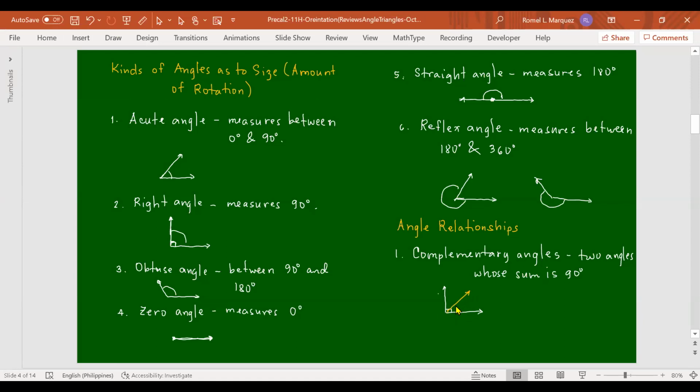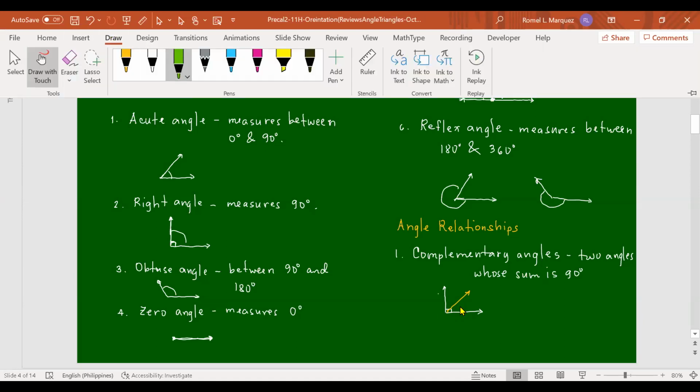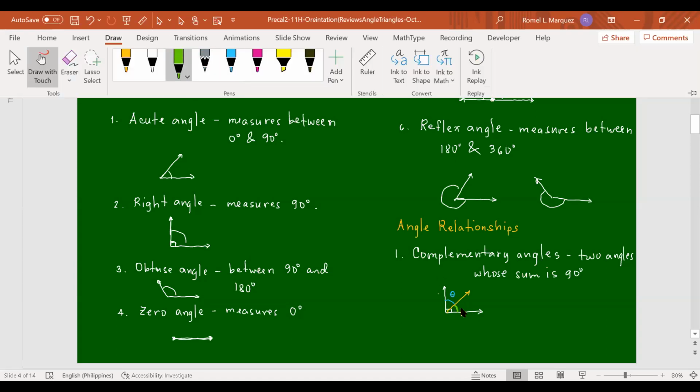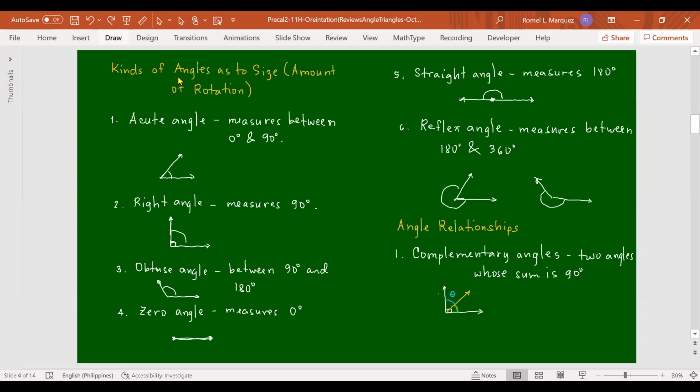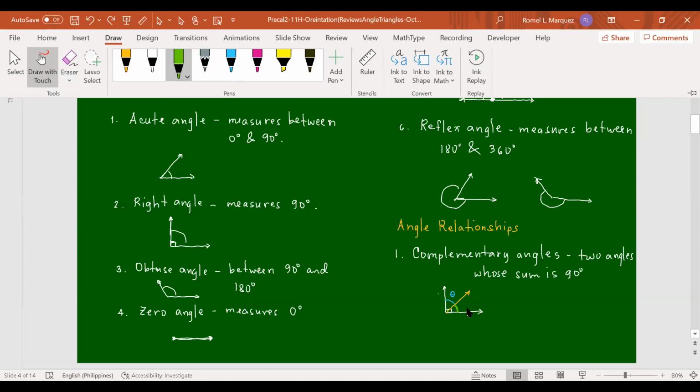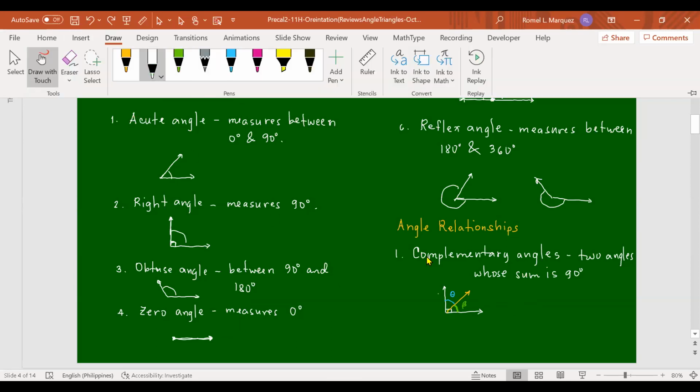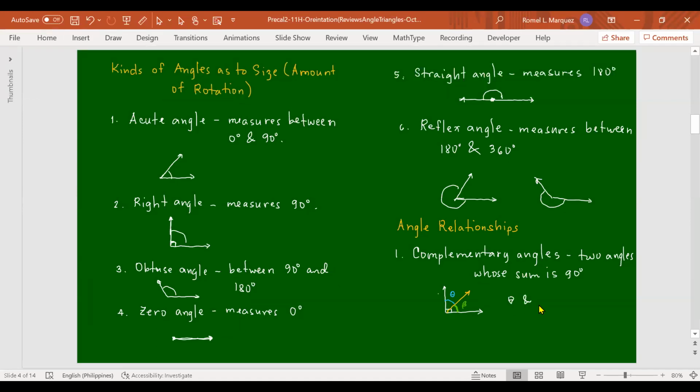Okay, so this angle, let's use another color. And then the other angle, this angle. So this, let's say theta, and then the other one, let's call this beta. We say that beta is what? Beta is a complementary angle of theta, no? Meaning theta and beta are complementary angles.